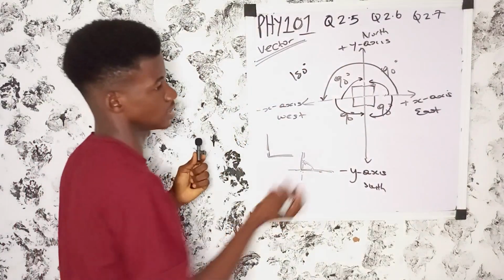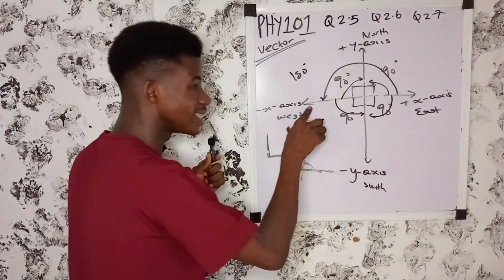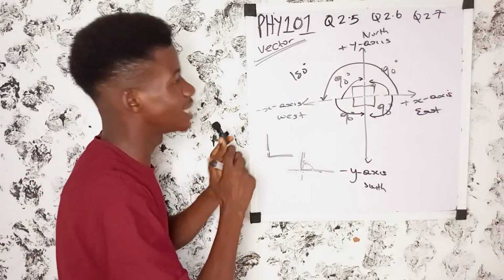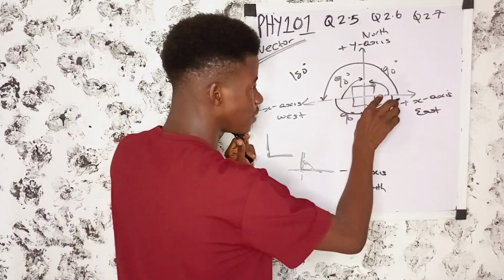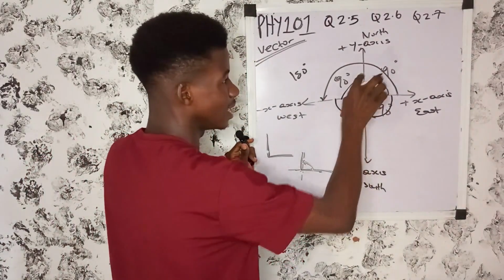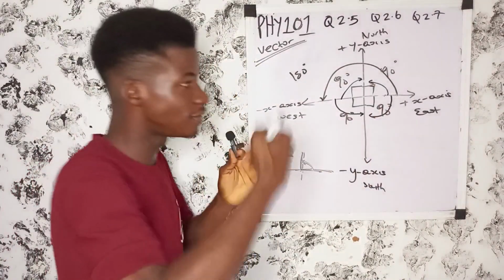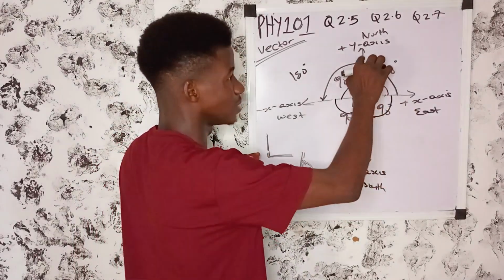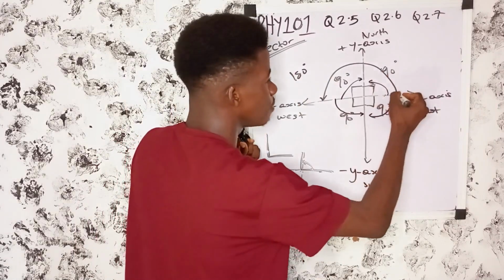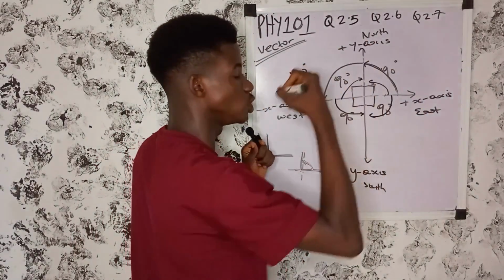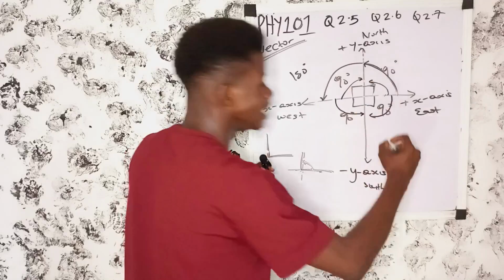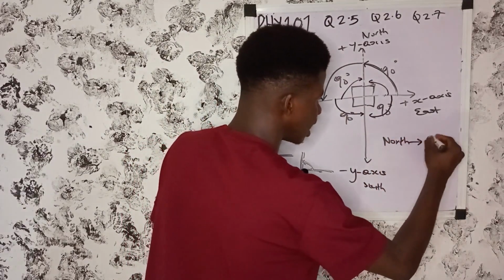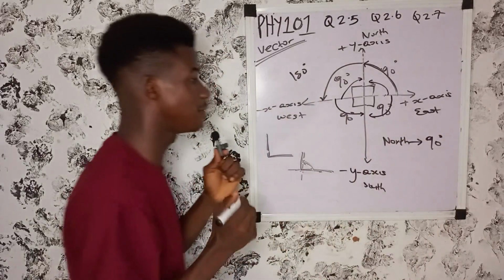Please take note, this is very important. With reference to this positive x and this line, the angle in this line is 90. If you draw it from here to here, it will be 90. Let me tell you that north is 90 degrees. Please take note, it's very important.